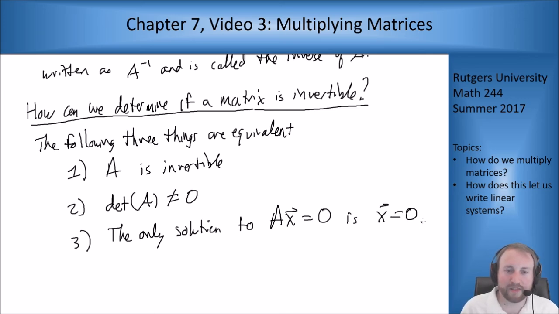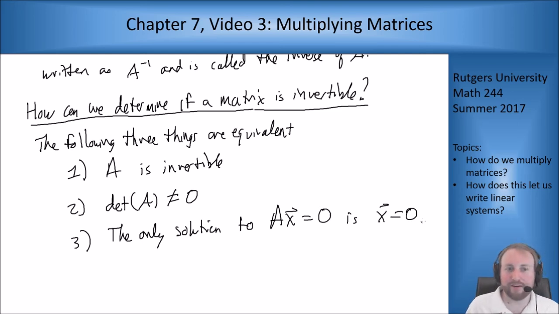If I know that the only solution I get to AX equals 0 is 0, then I know my determinant is non-zero, and then my matrix was invertible. On the other hand, if I know that I have a non-zero solution to AX equals 0, then my determinant must be 0.